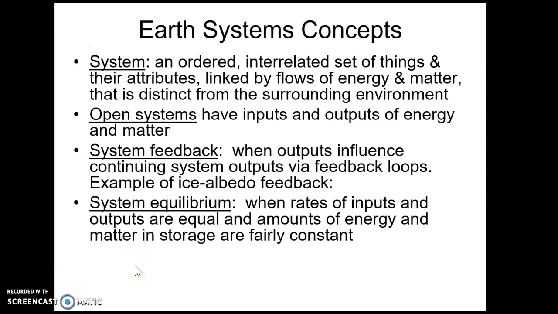Now, in many cases, systems have a sort of equilibrium where the inputs and outputs are equal and the amounts of energy and matter in storage are fairly constant. Okay. Now, in the case that I just gave you, where we had ice albedo feedback as a positive feedback where it feeds on itself, we didn't have that. We had more energy now being absorbed by the system instead of that solar radiation being mostly reflected back out to space. Now more of it's being absorbed by the Earth's surface. That causes a warming, so the system is out of equilibrium.